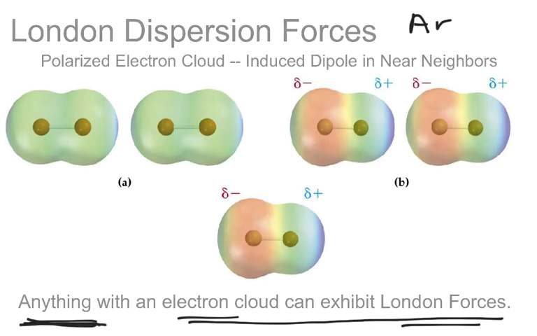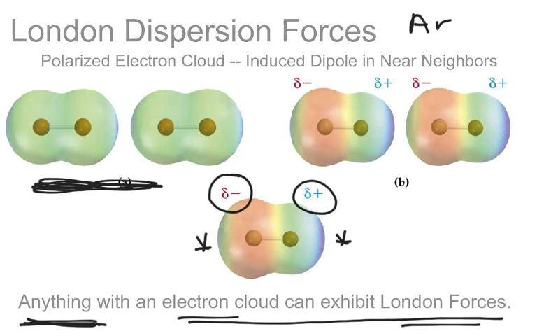Well, if we have an electron cloud, let's just look at this one here on the left. The electrons are not perfectly evenly spaced all the time. At any one moment, they could be a little bit more on one side than they are on the other. And if that's the case, then there'll be a partial negative charge on one side and a partial positive charge on the other side. So you say that's a polarized electron cloud.